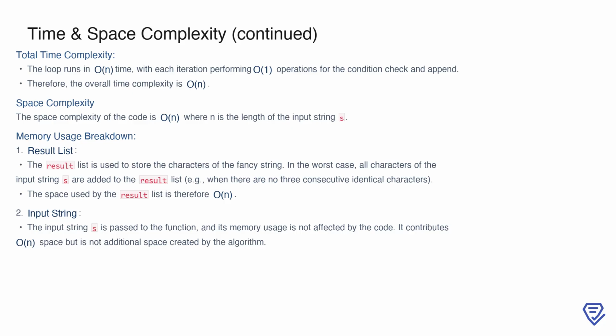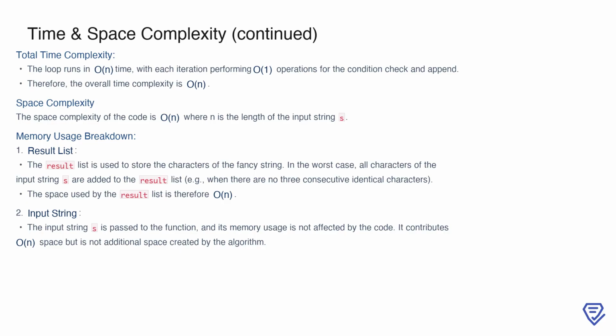Shifting focus to space complexity, the algorithm also has an O(n) space complexity. This is primarily due to the result list, which stores the characters of the fancy string. In the worst-case scenario, where there are no three consecutive identical characters, all n characters from the input string are added to the result list. Additionally, the input string itself requires O(n) space, but this is not extra space created by the algorithm, it's just the input. Therefore, the dominant factor in space usage is the result list, which can grow linearly with the size of the input.